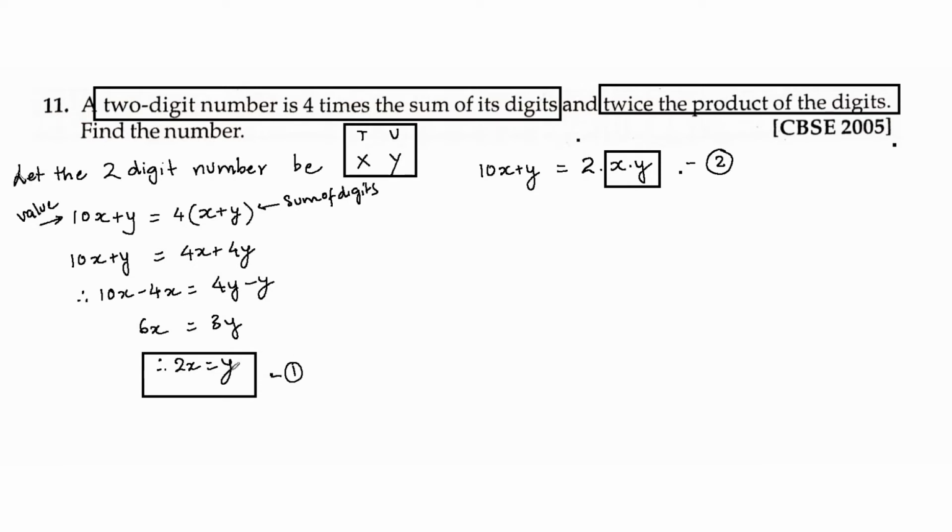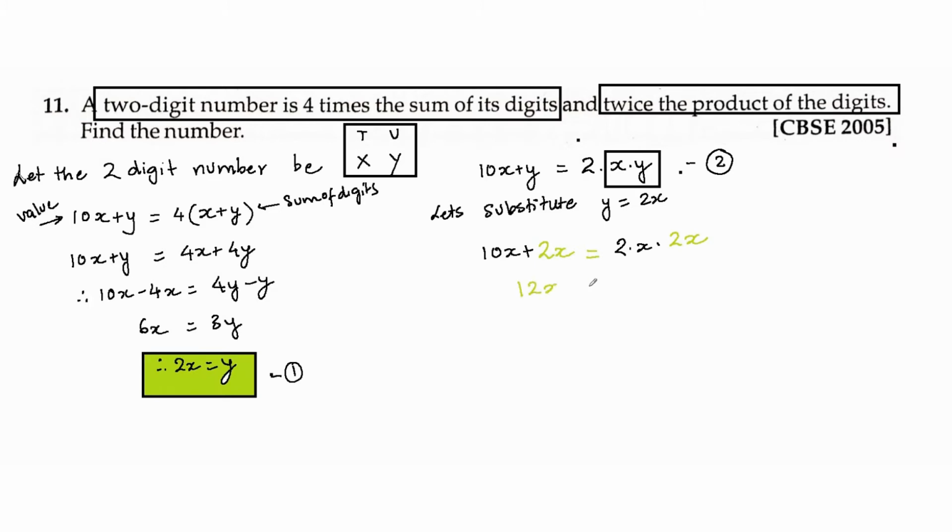I can make a very nice substitution. So let's make a substitution. Let's substitute y equals 2x in this particular equation. So I get 10x plus y is equal to 2 times x into y. If you notice, that is my second equation. So I will substitute y as 2x. So 10x plus 2x equals 2 times x into y, which is again substituted as 2x.